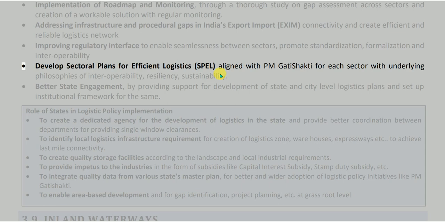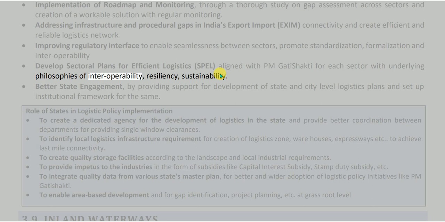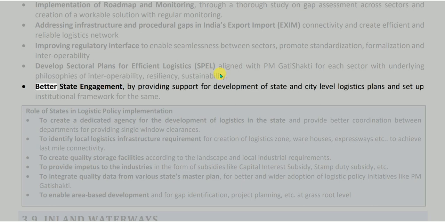Develop sectoral plans for efficient logistics, SPEL, aligned with PM Gati Shakti for each sector, with underlying philosophies of interoperability, resiliency and sustainability. Better state engagement by providing support for development of state and city level logistics plans and setting up an institutional framework for the same.